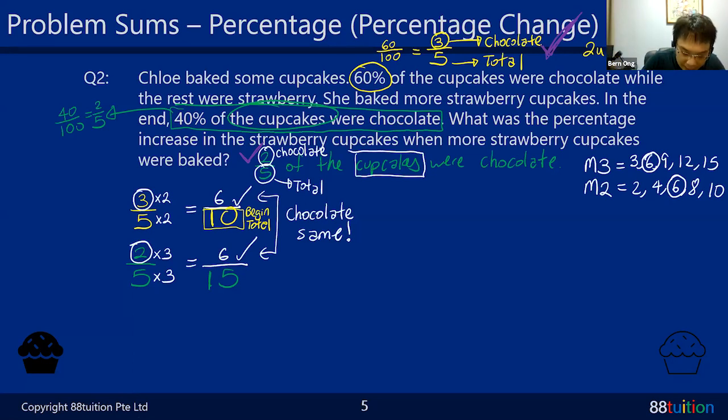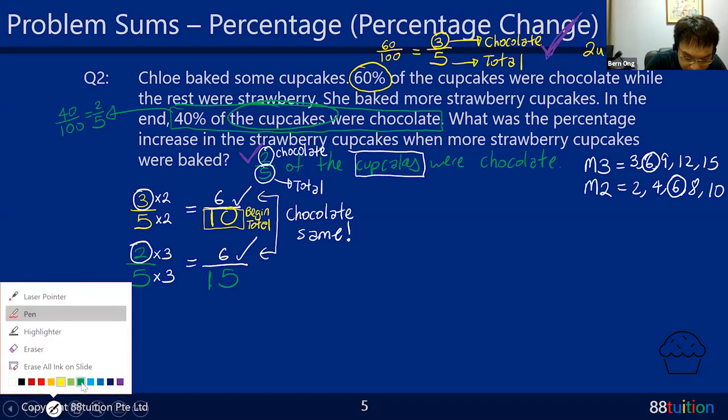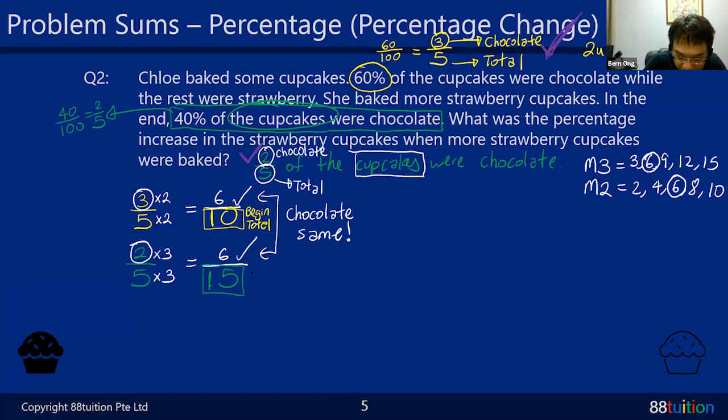And the 15, the green color 15, is the end total. Can you see? And how come there's this increase? Because you make more strawberry. The difference of strawberry is 5 units. Very good. So because you make more strawberry, that's why the total increases.